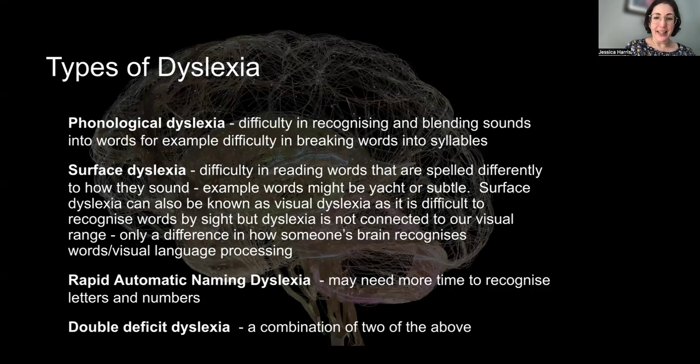Surface dyslexia, difficulty in reading words that are spelled differently to how they sound, and words such as yacht or subtle in the English language. Surface dyslexia can also be known as visual dyslexia, as it is difficult to recognize words by sight. But dyslexia is not connected to our visual range, only a difference in how someone's brain recognizes words or visual language processing. There's also rapid automatic naming dyslexia, and someone might need more time to recognize letters and numbers, or there is double deficit dyslexia, in which someone might have a combination of two of the above.